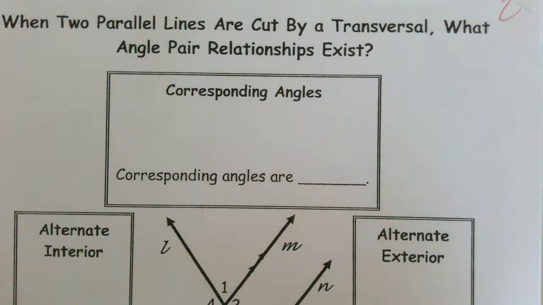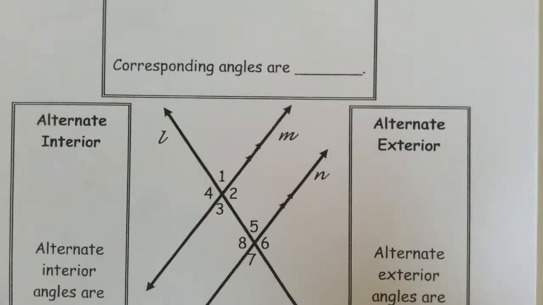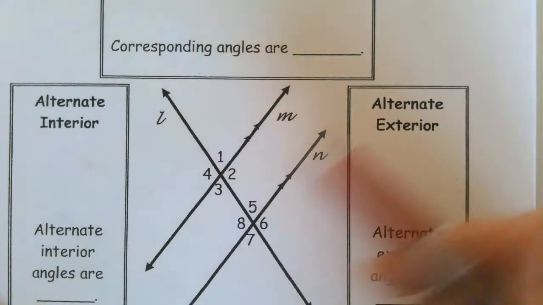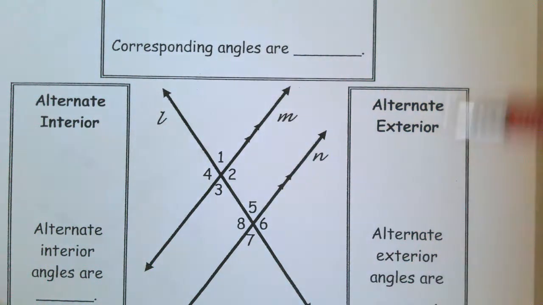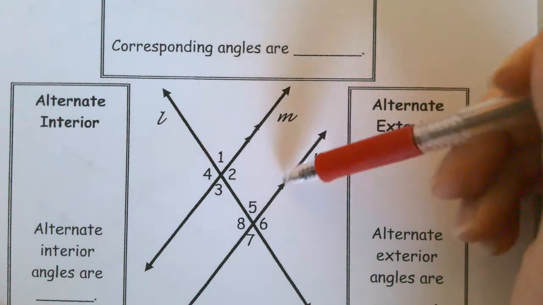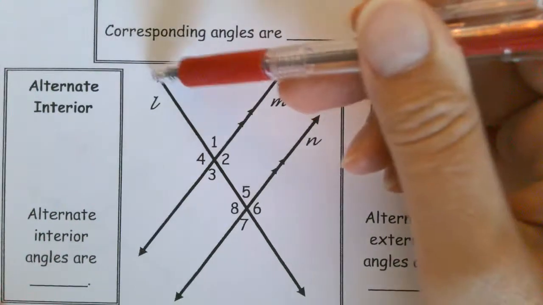Today we're working on a graphic organizer. So we're starting with the idea that we have two parallel lines, lines M and N, that are going to be cut by this transversal. And I know that they're parallel because of these little marks right here. These little triangles tell me these two are parallel, and this is our transversal.